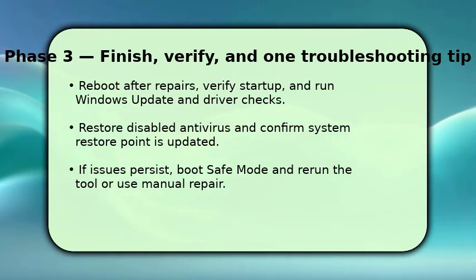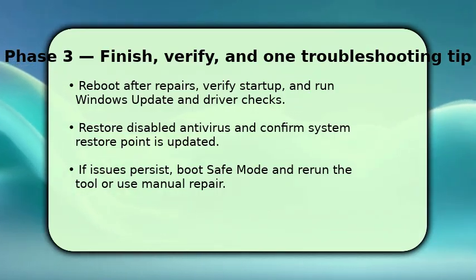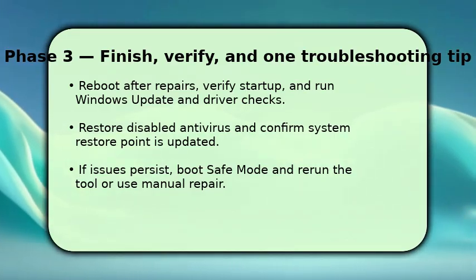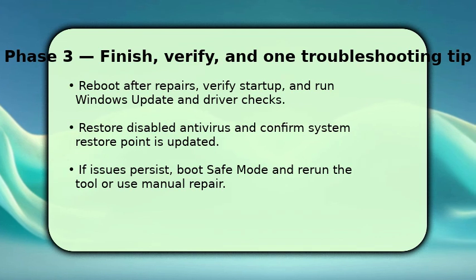If something goes wrong, symptoms like boot loops or freezes, boot into safe mode and rerun the Windows Repair tool or perform targeted manual repairs. That safe mode retry is the key troubleshooting tip if the normal run fails.